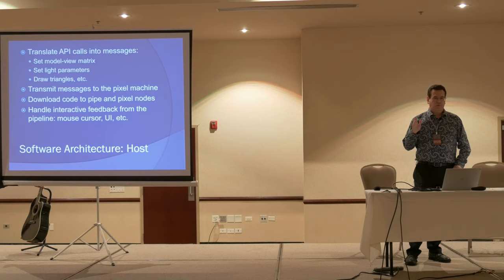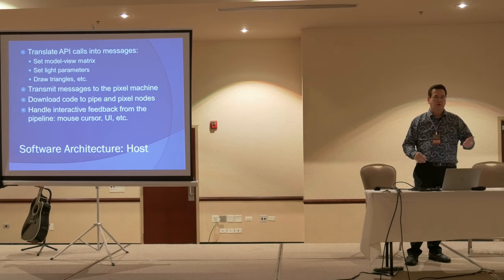The typical architecture is to take the data stream of 3D graphics information coming from the host and organize that into a sequence of messages that you're sending to the first node in that serial pipeline. So this might be things like setting the matrix that defines the transformation between model space and view space, setting light parameters: what color is the light, what's the position of the light, and if it's a light that has a direction, what direction is the light pointing in.